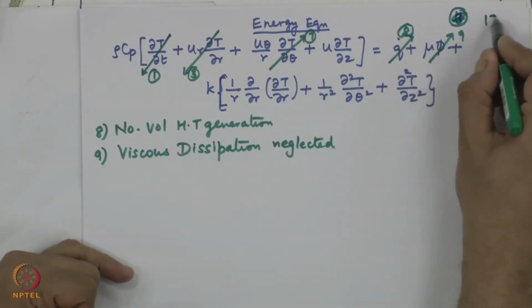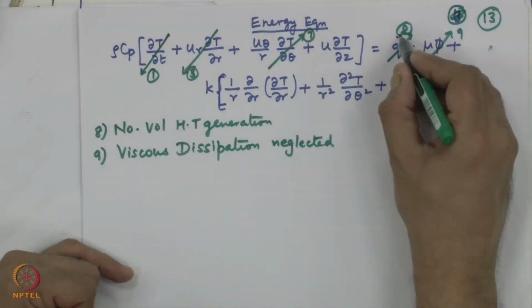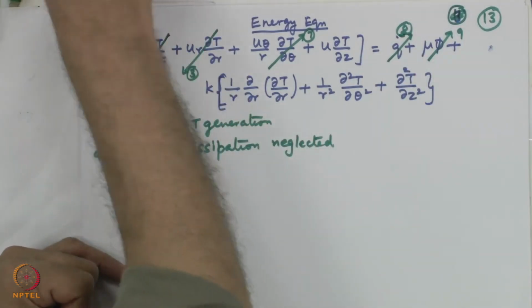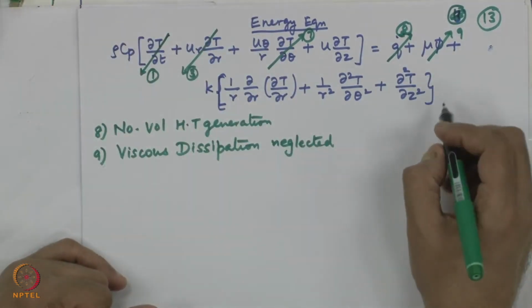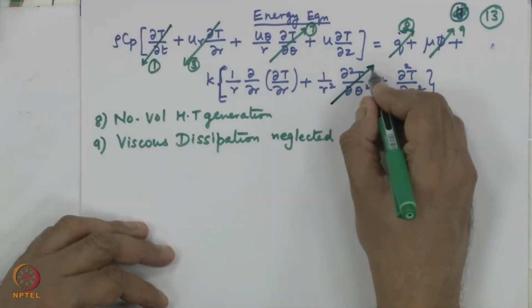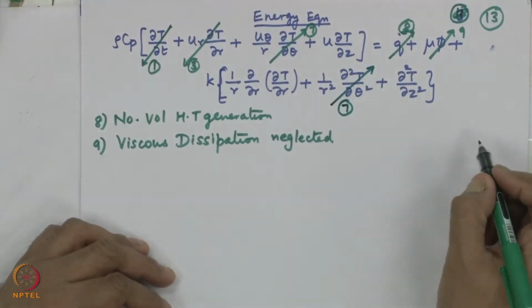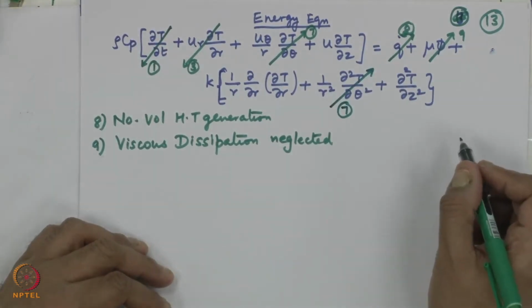This is slide number 13. Okay, assumption 8 was no volumetric heat generation. Assumption 9 is viscous dissipation neglected. Again, this is going to 0 because d by d theta of any quantity is 0.